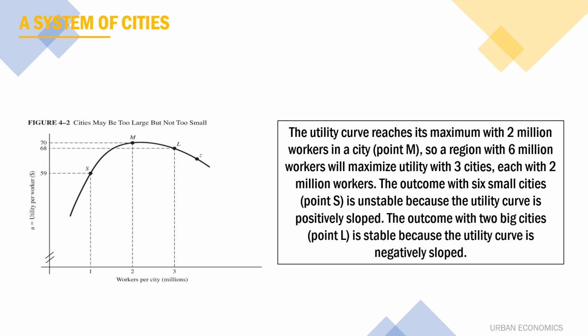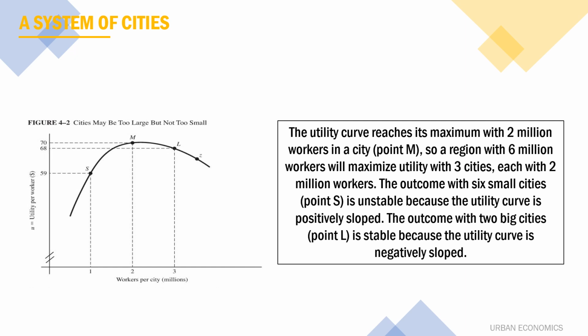The workforce of city D will grow and will cause the city to move upward along the positively sloped portion of its utility curve, leading to a higher utility level, for example at $60. At the same time, the workforce of city A will shrink, moving the city downward along its utility curve to a lower utility level, for example $58. In other words, the movement of workers from city A to city D opens a utility gap of $2, which will encourage more workers to move from A to D.